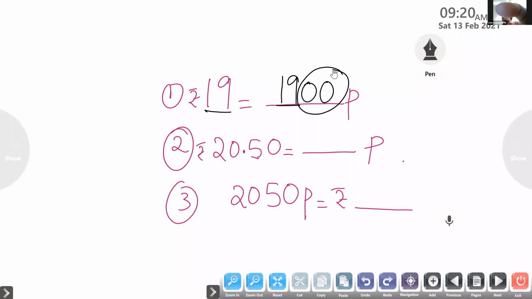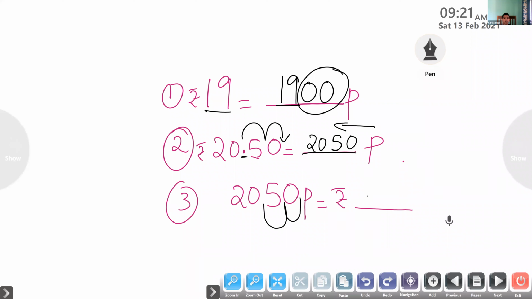Say the answer. 2050. Write the number without a decimal point. That means we are shifting by 1, 2 digits from left to right. That is the correct answer. Now back, paise to rupees. What do we have to do? Move from the right. 20 point. Very good.